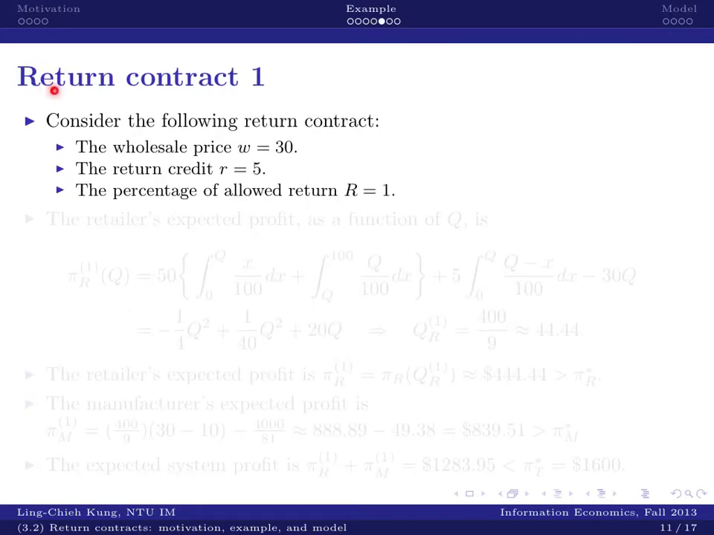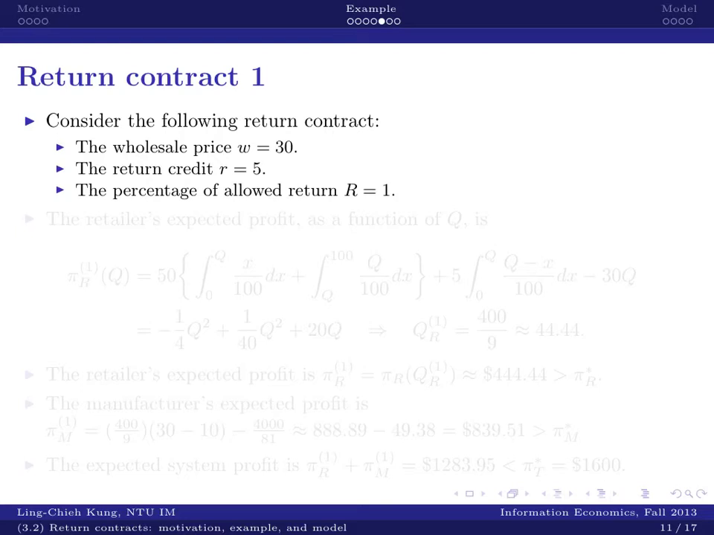Let's study the first proposal, the first return contract. One guy may say, how about this? The wholesale price is fixed and the return credit now goes up from 0 to 5. Previously you did not allow return, but now how about you allow a $5 per unit return policy? And let's assume you are generous. You are allowing the retailer to return anything left.